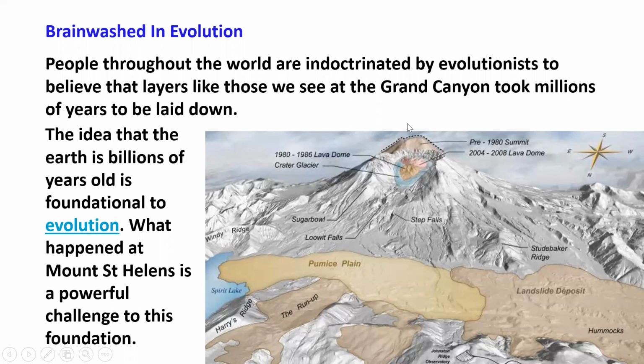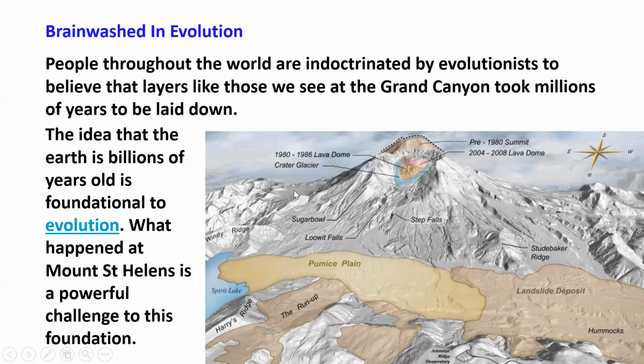Okay, so what we can understand from the witness of Mount St. Helens is we have actually been brainwashed in evolution. See, people throughout the world are indoctrinated by evolutionists to believe that layers like those that we see at the Grand Canyon took millions of years to be laid down. The idea that the Earth is billions of years old is foundational to evolution. So that is a very important concept in evolution, that the Earth is billions of years old.